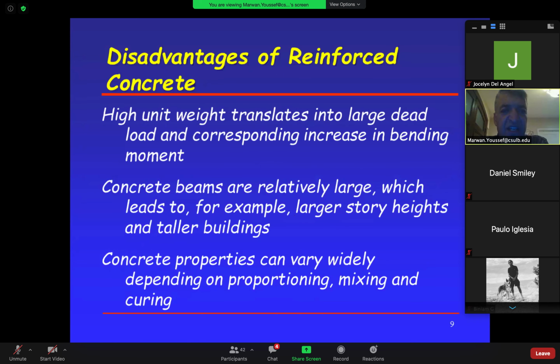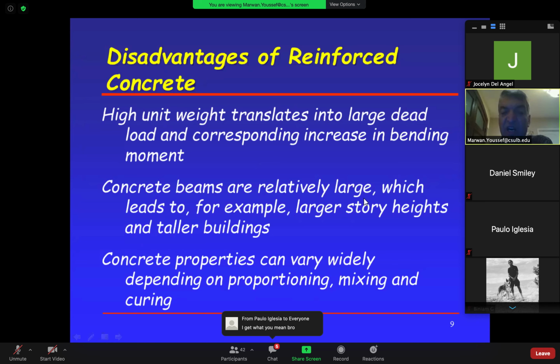Another disadvantage is that the high unit weight translates into large dead load and a corresponding increase in bending moment. We already covered that. If my beam is going to have a high dead load, that's going to lead to a larger moment. Why? Because for a simply supported beam, the moment is WL squared over 8. So the higher the W, the higher the moment. The high unit weight leads to large dead load, and as a result a larger bending moment. It's very obvious.